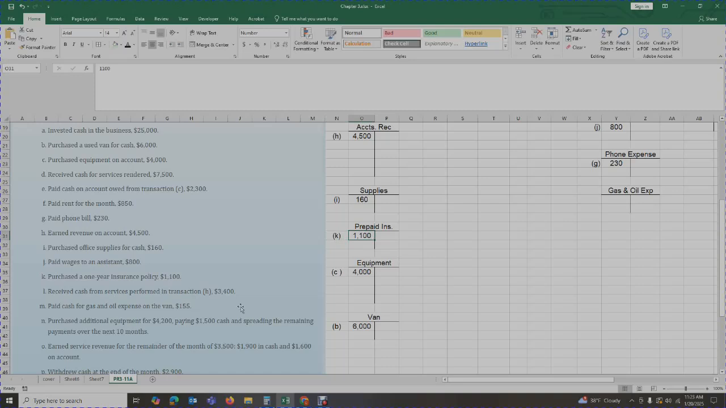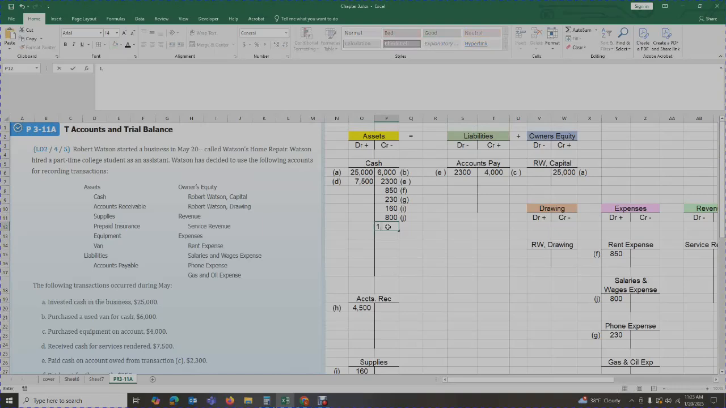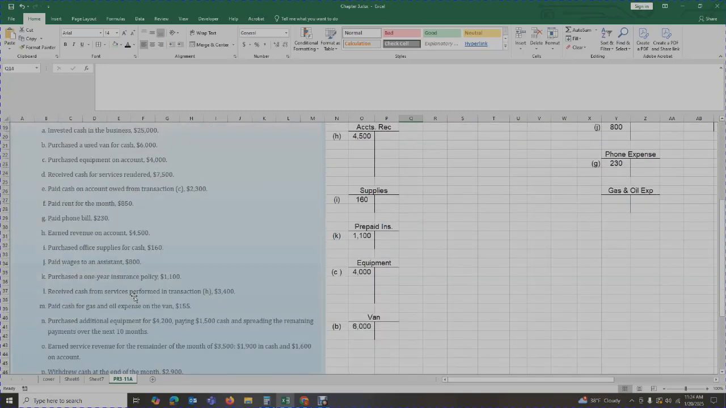Now, how did you pay for your insurance policy? It says you purchased a 1-year policy. So if you purchased it, you paid with cash. So I've got a 1,100 decrease to cash for letter K. Okay, letter K.